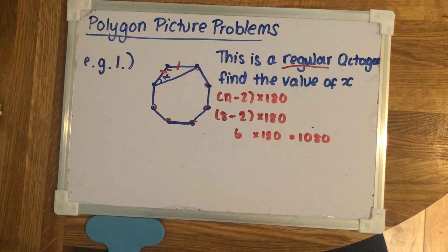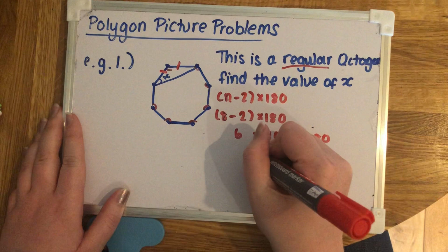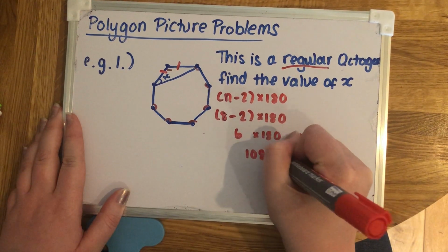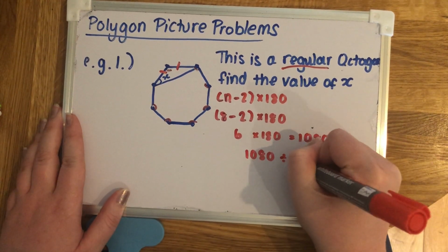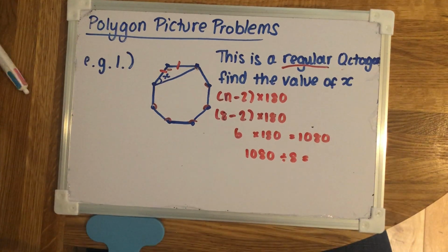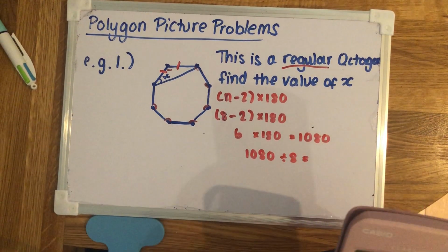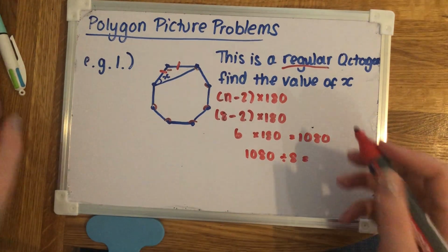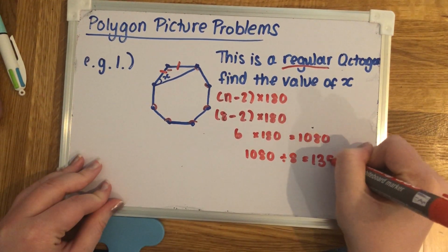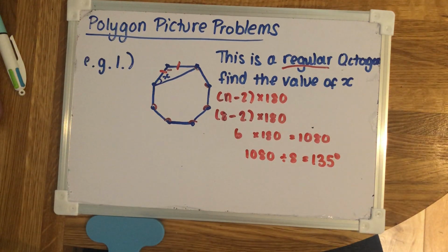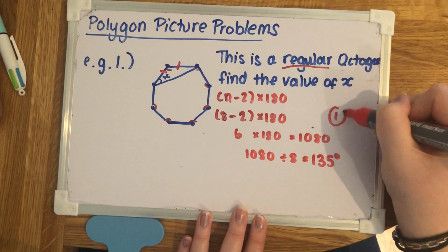Now we only want one of them, so we then need to divide 1080 divided by 8. And that gives us 135 degrees. Okay, so this is the first part that we've done.